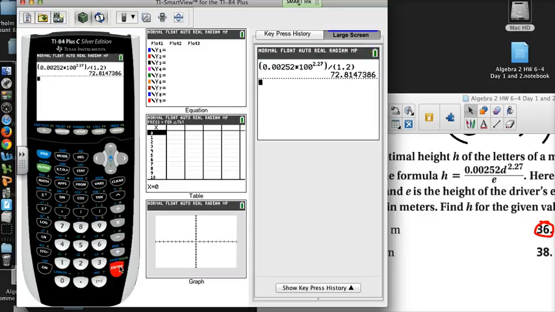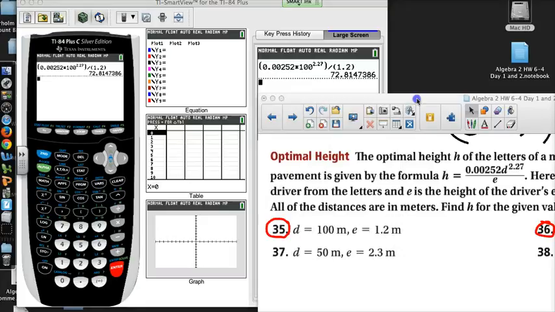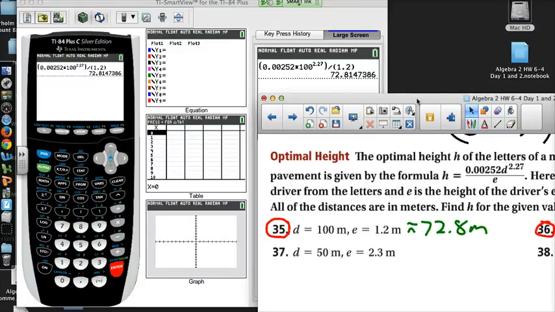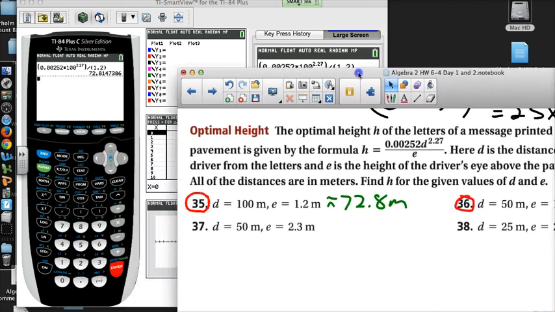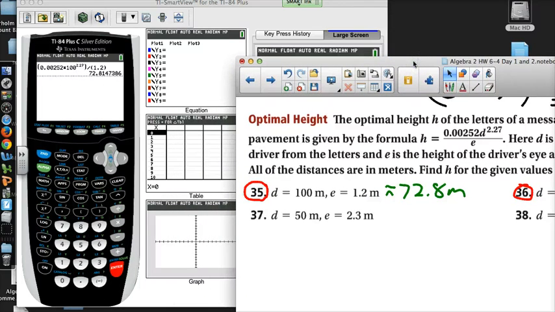And even better yet, that was the answer to number 35. So for number 35, we would write down approximately 72.8 meters. Check the directions here because they did not tell us where to round. Just checking real quick, and the book did just round to tenths, so about 72.8.